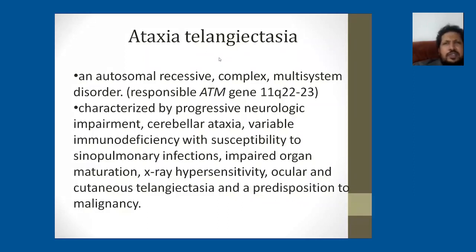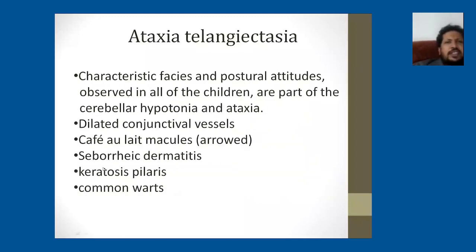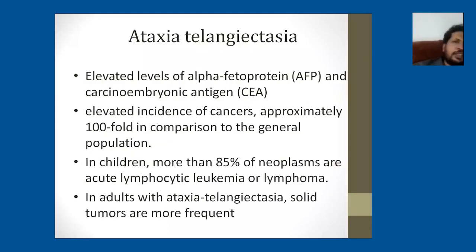So it's an autosomal recessive disorder. I'm not going to talk much about this because I'm sure you all will teach me. You all probably know about it more than I do because of its pediatric component. So they can have other skin manifestations like seborrheic dermatitis, cafe au lait macules, keratosis pilaris, and as in this patient, viral warts and dilated conjunctival vessels. They can have elevated alpha-fetoprotein, carcinoembryonic antigen, and due to the immunodeficiency, they have a much higher risk of malignancy. Especially in younger children, they come with hematological malignancies, and in older people, they come with solid organ tumors.